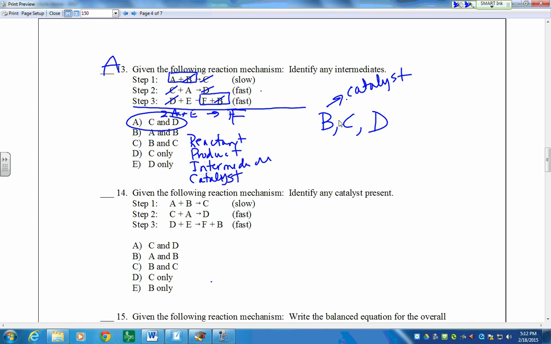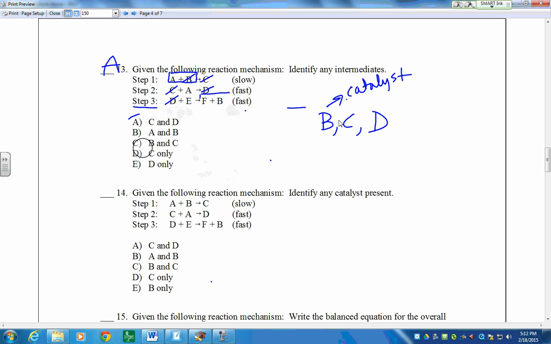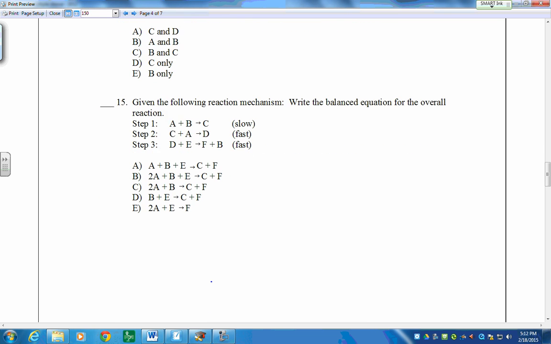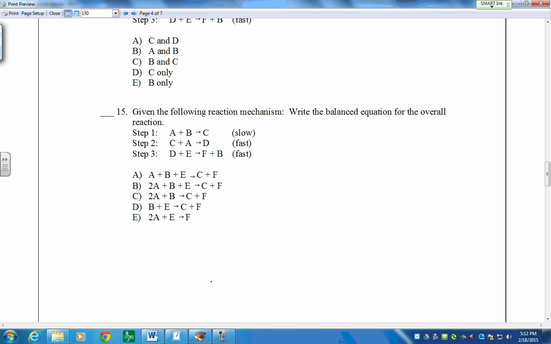Identify the catalyst present. What did I tell you the catalyst was? B. Catalysts are there in the beginning because you've got to put them in with the reactants. But they're not a reactant or product, so they have to be regenerated. Here, I just did this one. The answer is E. I did it up above because this cancels this, and this cancels this, and this cancels this. You end up with two A's and an E on the left and an F on the right. So this answer is E.